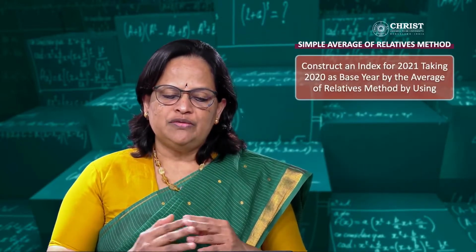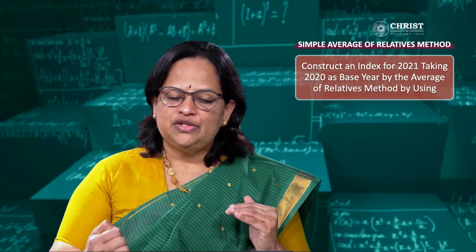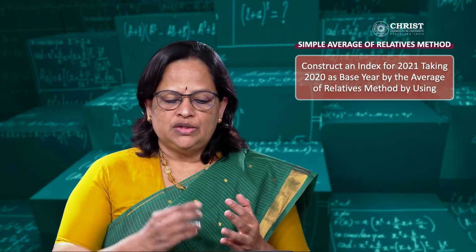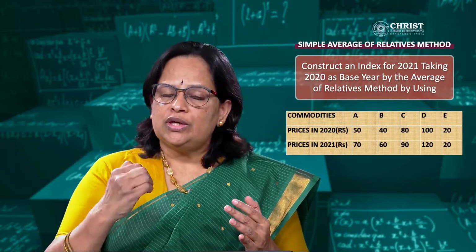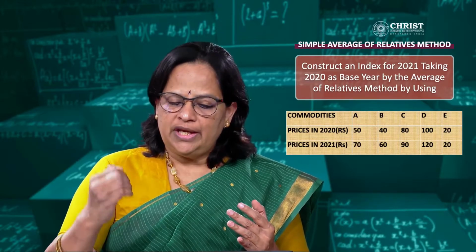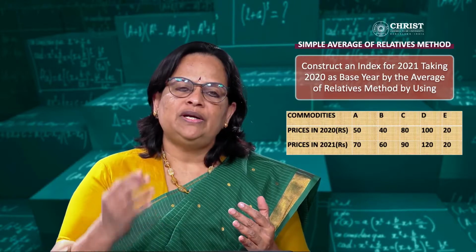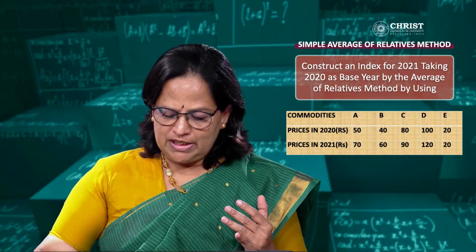From the following data, construct an index for 2021 taking 2020 as the base year for the average of relatives method by using arithmetic mean and geometric mean. The commodities are A, B, C, D and E. Prices in 2020, that is the base year or P0, are 50, 40, 80, 100 and 20. Prices in 2021, that is P1, are 70, 60, 90, 120 and 20.